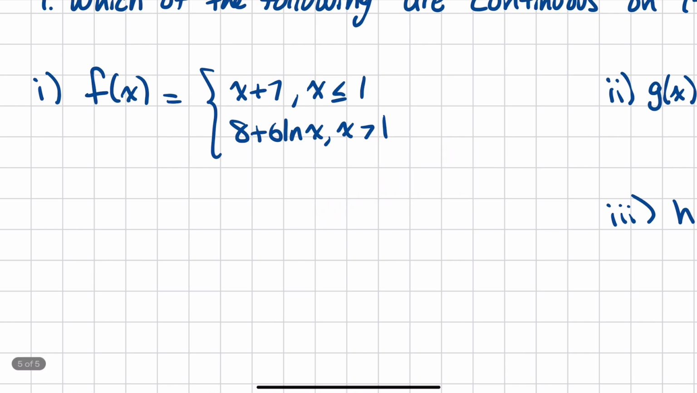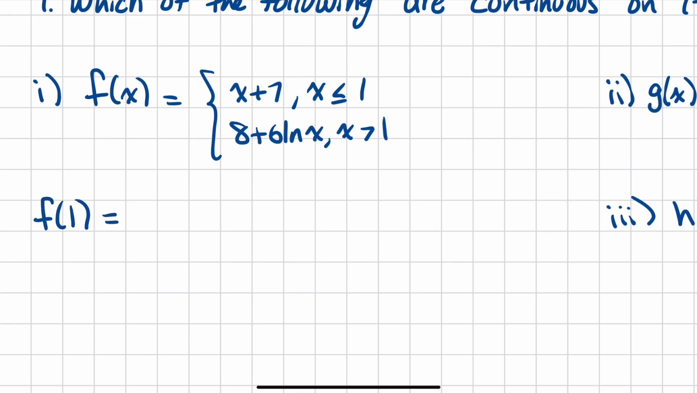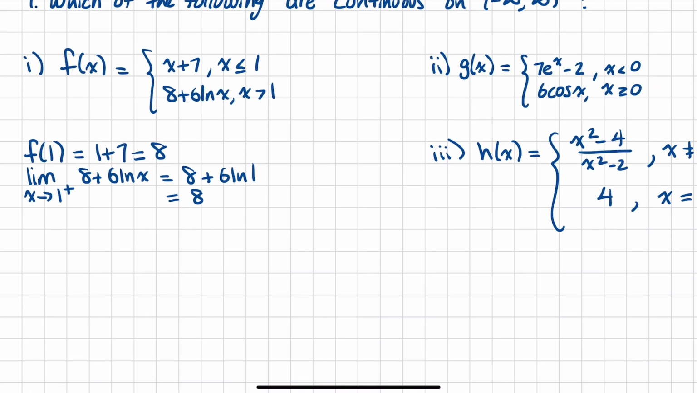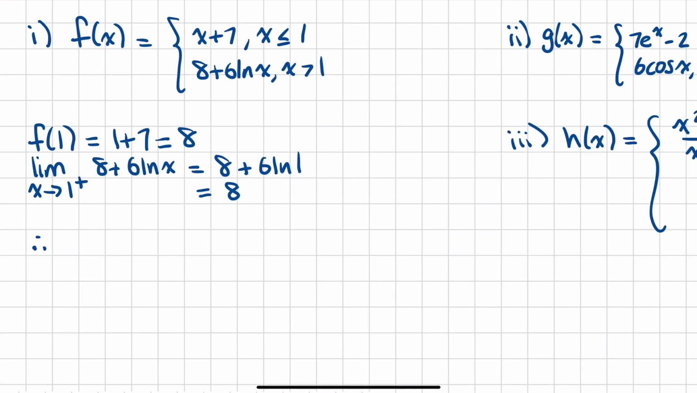So we can say that f at 1 is equal to 1 plus 7, which is equal to 8. And we can also say that the limit as x approaches 1 from the right of 8 plus 6 ln x is equal to 8 plus 6 ln 1. And ln 1 is just equal to 0, and so this is just equal to 8. And then we can see that f at 1 is equal to the limit as x approaches 1 from the right. And so therefore, we say that f at 1 is equal to 8. And so this is indeed continuous.